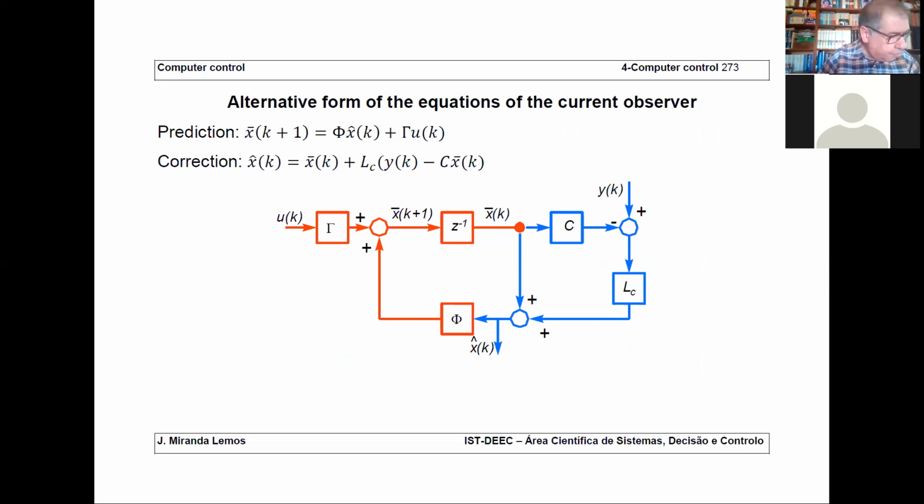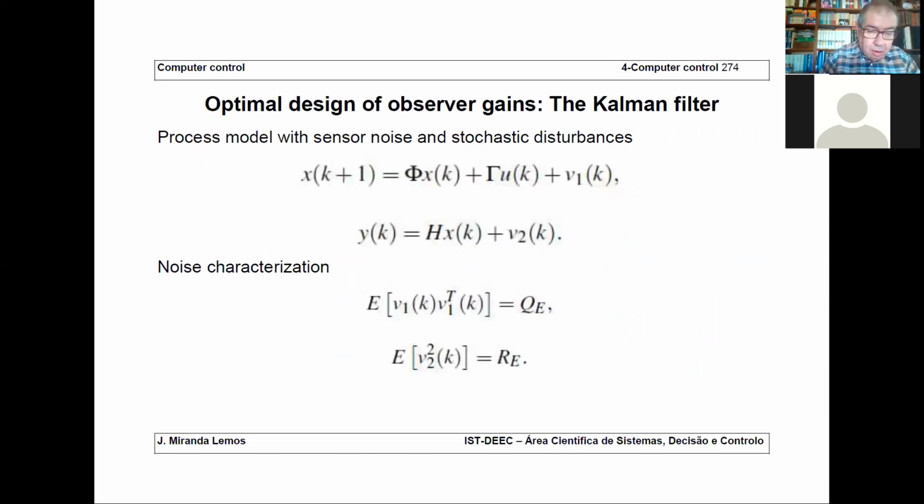Okay. Now, remember that yesterday I told you that we could design your pole placement problem, instead of imposing the poles, by optimizing a cost, and the cost was the energy spent in the state and the energy spent by the controller. Now, also for the state estimator, you can formulate your problem as an optimization problem.